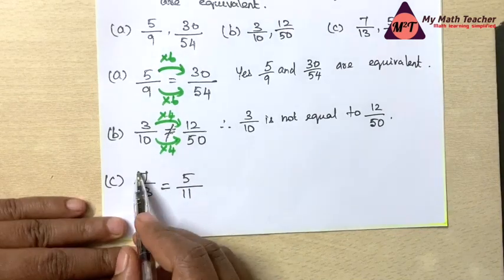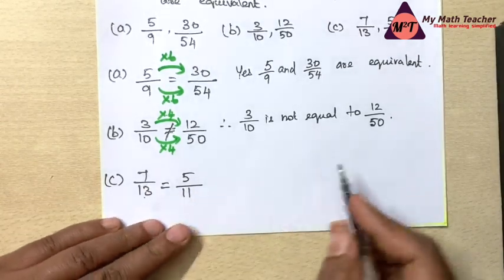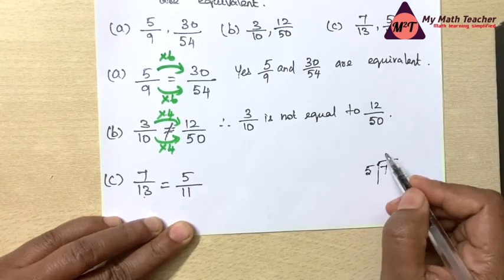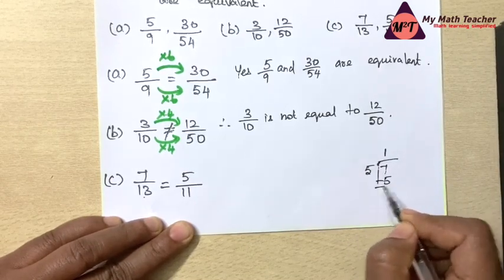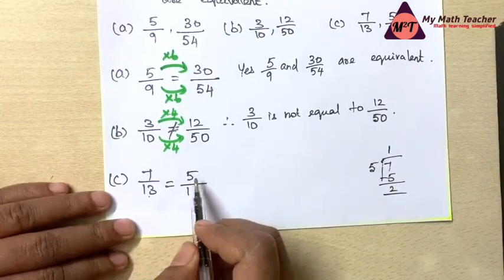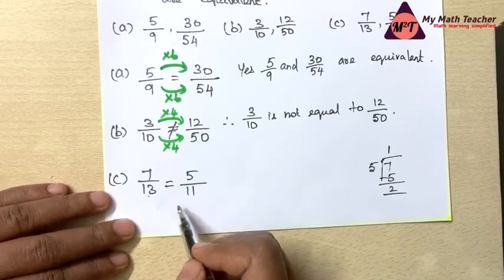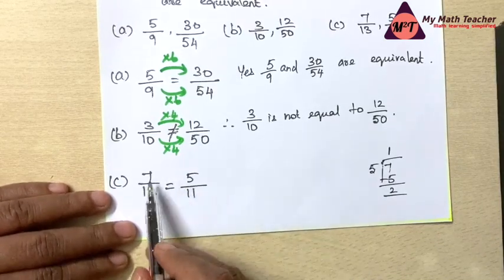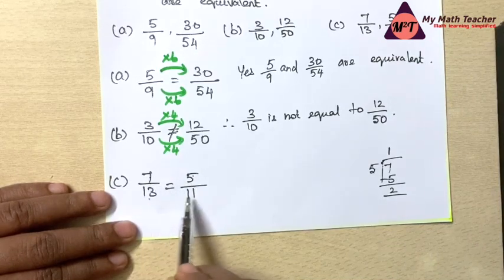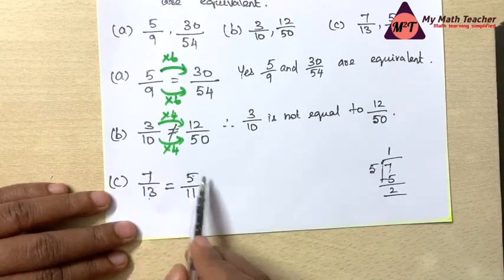The last one, 7 by 13, which is equal to 5 by 11. You can't divide 7 by 5. Why? Because you will get a remainder. It is not divisible by 5. Even if you divide 7, you will get the remainder as 2. 5 is not divisible by 7. So again the same for 13 and 11. They are not divisible. So we can't simplify, and you can check 7 and 5 are not equal and 13 and 11 are not equal. So here the first point is we can't divide it.